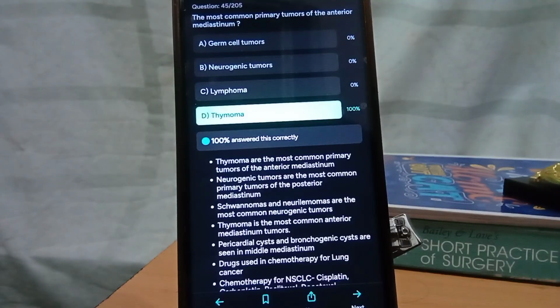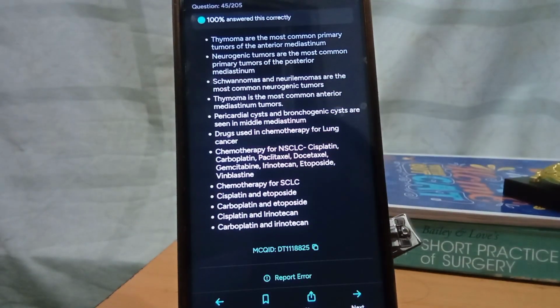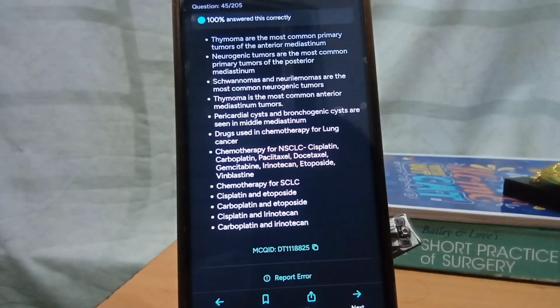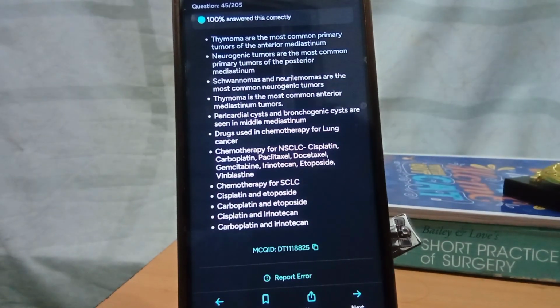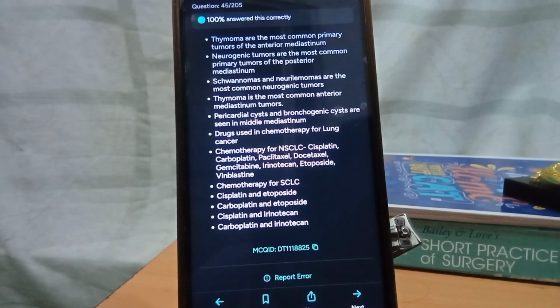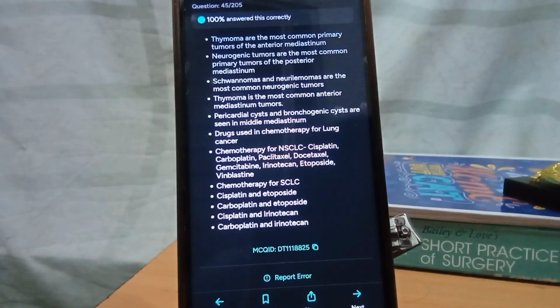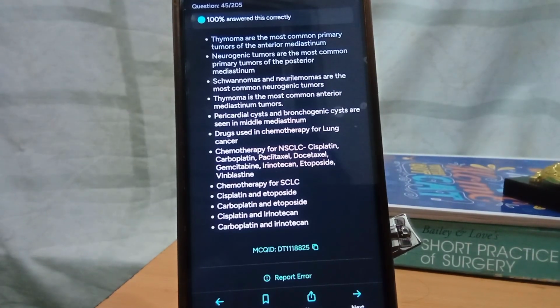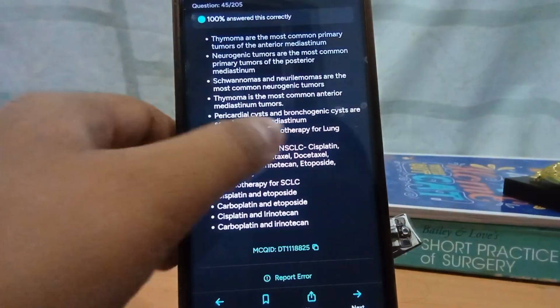Drugs used in chemotherapy for lung cancer. Chemotherapy for non-small cell lung cancer includes cisplatin, carboplatin, paclitaxel, docetaxel, gemcitabine, irinotecan, etoposide, vinblastine. Chemotherapy for small cell lung cancer includes cisplatin and etoposide, carboplatin and etoposide, cisplatin and irinotecan, carboplatin and irinotecan.